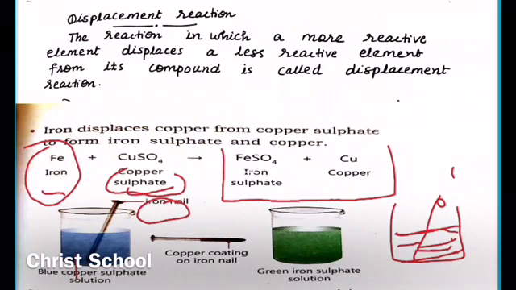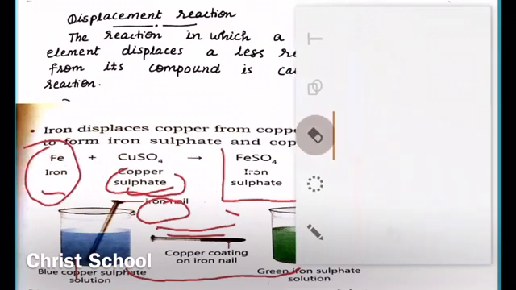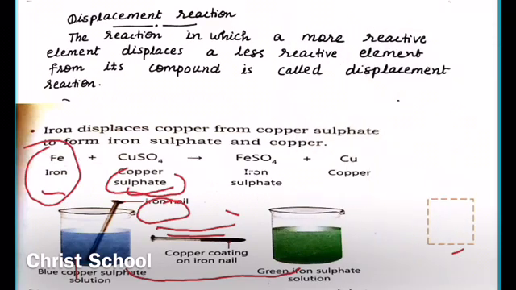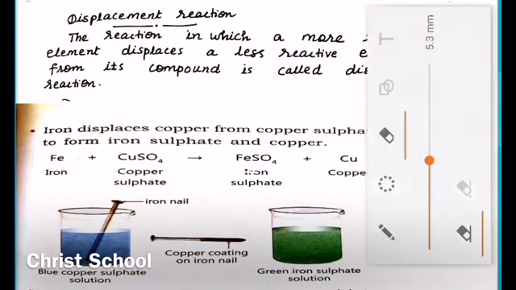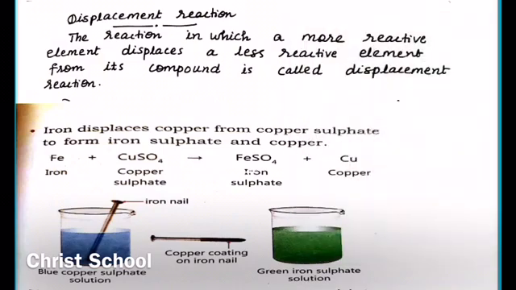After 30 minutes or 1 hour, check the beaker, and you will see that the blue color solution has changed into a green color solution. Okay, and what about the iron nail? The iron nail will be like this. That is, there will be a coating on the iron nail. That means there will be a reddish brown colored coating on the iron nail.